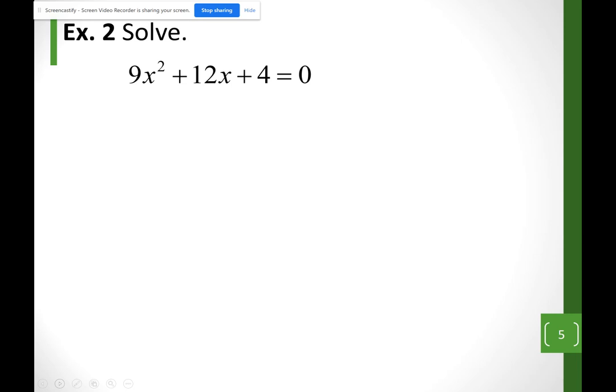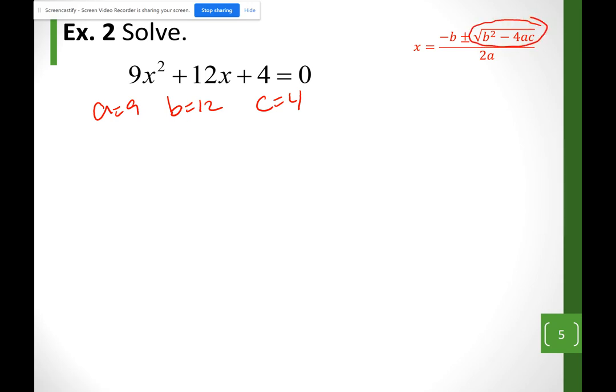Let me do one more case. Example 2. My A is 9. My B is positive 12. And my C is positive 4, right? I want to identify my A, B, and C. Let me remember the quadratic formula. I'm going to focus only on the square root first. So I'm thinking of b squared minus 4ac, and then I'll do the square root on it.